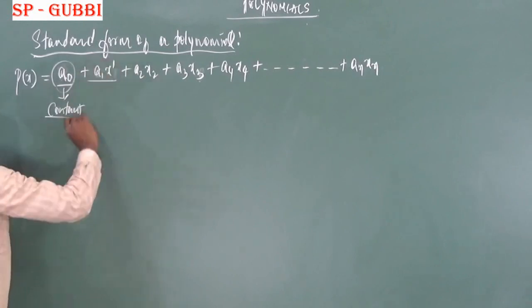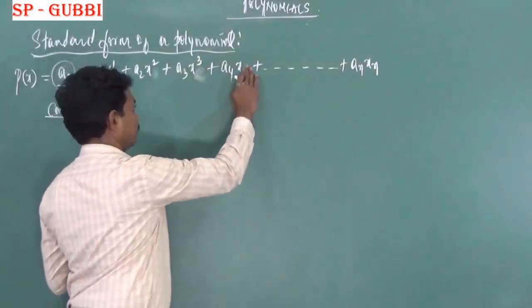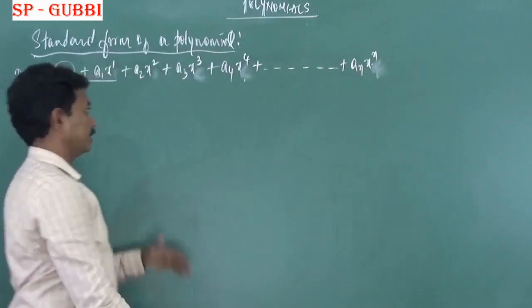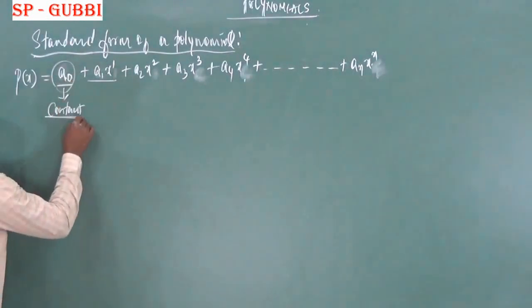a1 x to the power 1, a2 x to the power 2, a3 x to the power 3, a4 x to the power 4. For better understanding, a_n x to the power n. So this is still more convincing. So a base 0 is the constant.